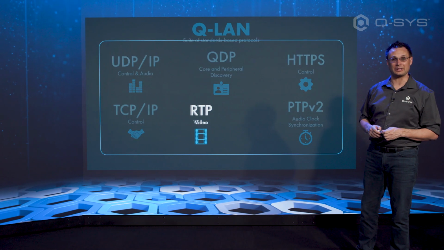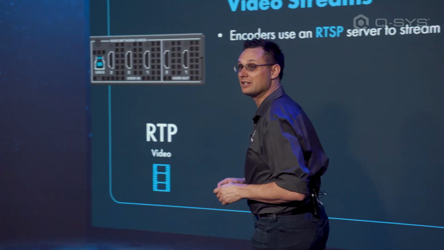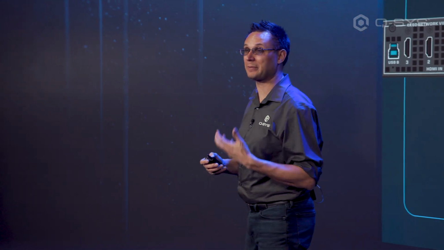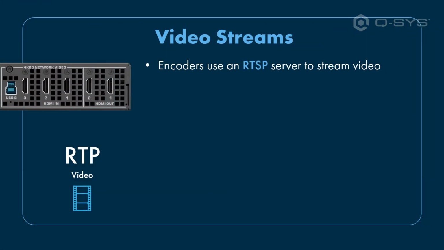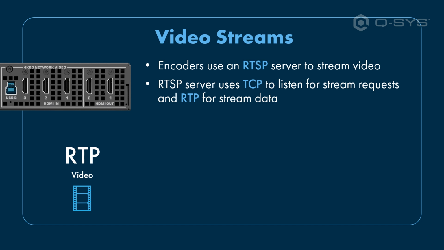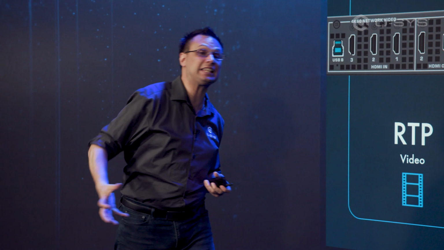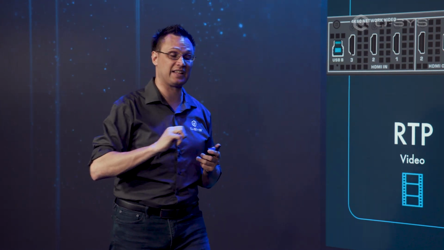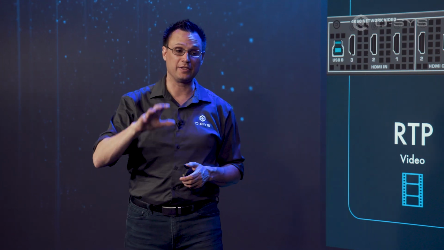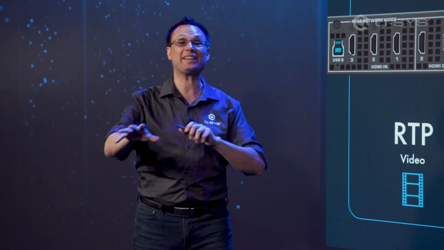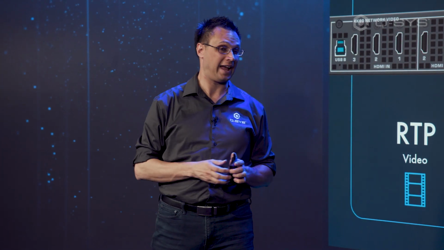Let's talk about video streams using RTP for video delivery. So our encoders use an RTSP server to stream the video, and that means that the receiving devices are going to use TCP back to the sending device to say, hey, I want this particular video stream. And then it will receive that video stream via RTP. That means that the actual connection is point to point. The core itself is not receiving that video coming in and then sending it out after processing it. That's not what's happening. The core is just managing the devices and how they will send to each other. So no video streams are transported to the core and back again.